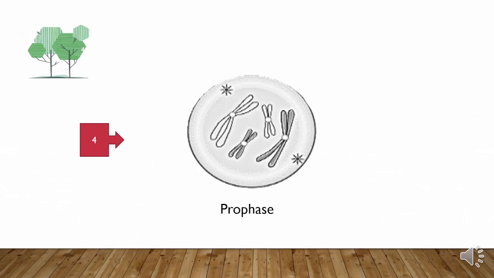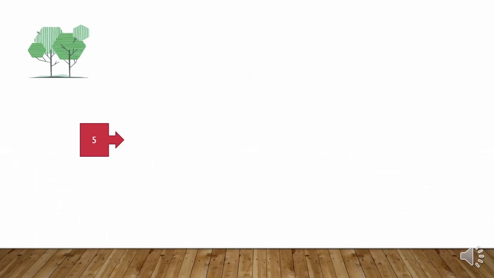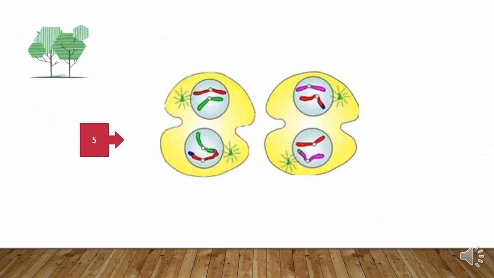And last but not the least, illustration number 5. What stage of meiosis is identified in the illustration? 5 seconds. Yes, it is telophase 2. Very good. You already know the different stages of mitosis and meiosis and the important events in each stage.